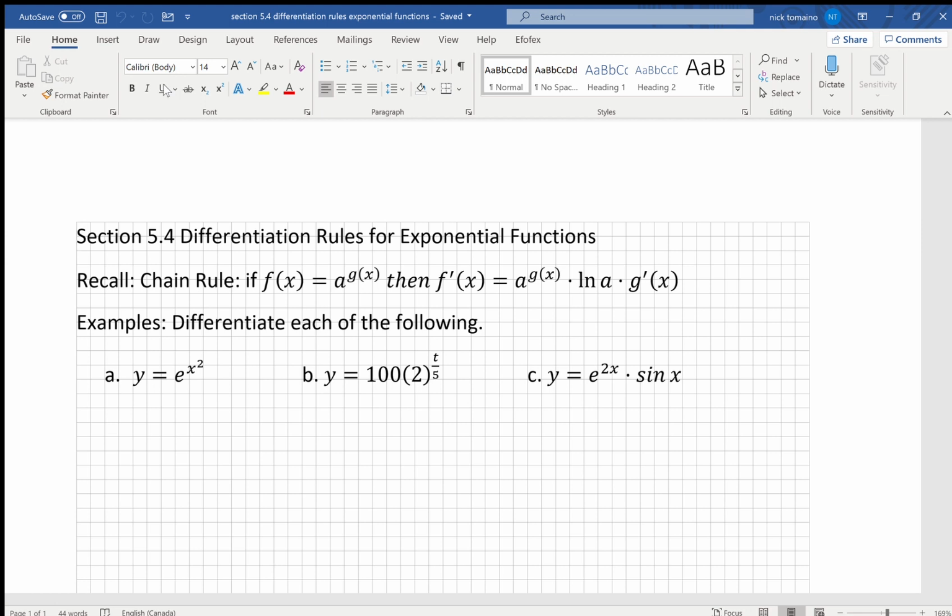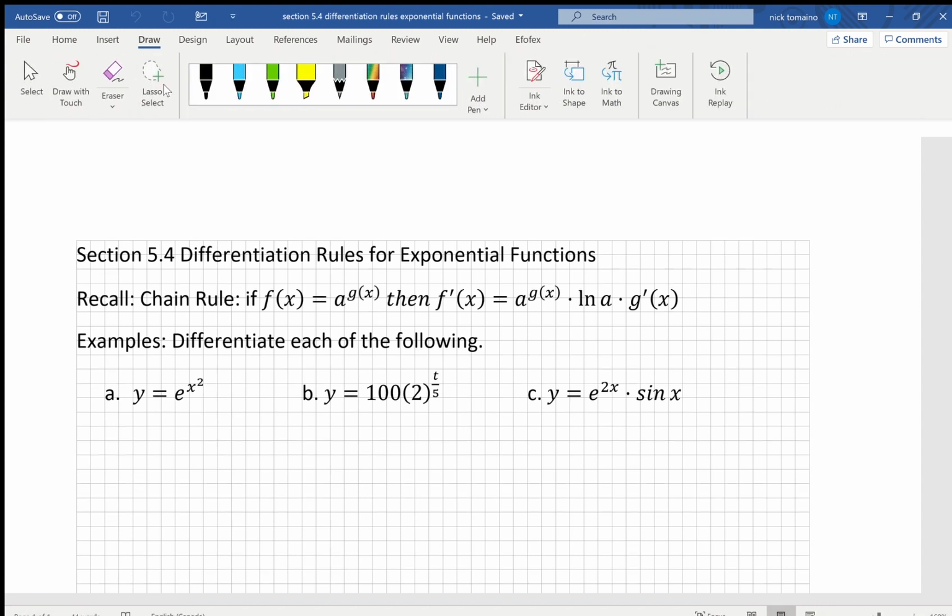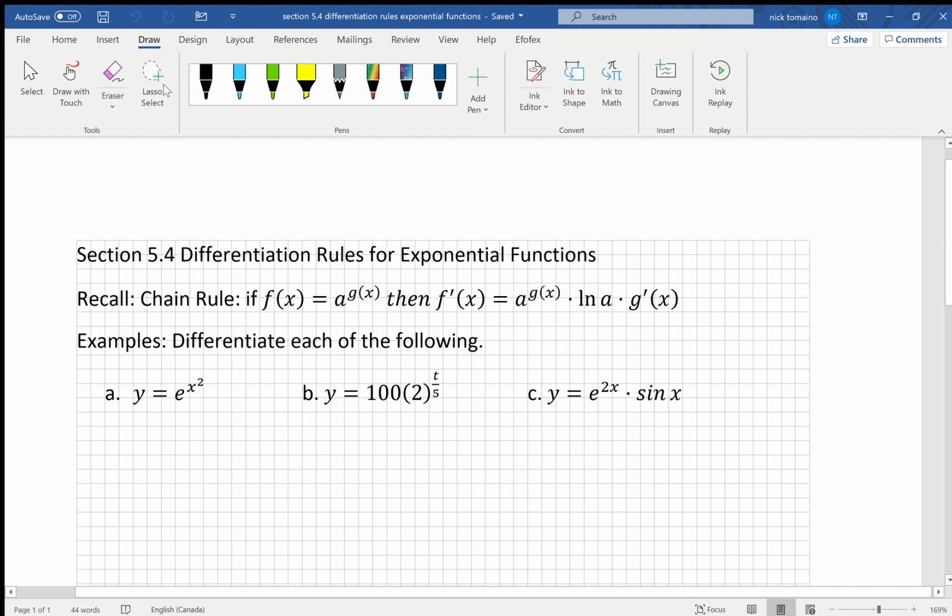Okay, hi everyone. Today we are looking at section 5.4, which is differentiation rules for exponential functions. So what we're going to do today is combine derivatives of exponentials with rules that we learned earlier, like the product rule, quotient rule, chain rule, etc. So I just have here, we recall the chain rule. If f of x is equal to a to the exponent g of x, then the derivative is equal to the original function times ln of the base times the derivative of the exponent.